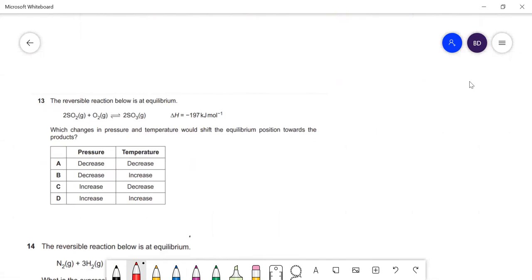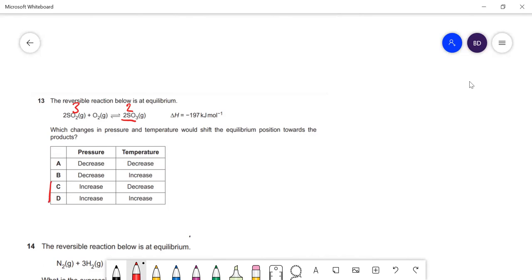Okay, more of a straightforward question, this one. We've got sulfur dioxide reacting with oxygen in an equilibrium reaction. What changes in pressure would shift the equilibrium towards the products? Let's think about pressure. We've got fewer gas moles on the right-hand side. We've only got two on the right, three on the left. So we want high pressure, to increase the pressure. So it's got to be C or D.